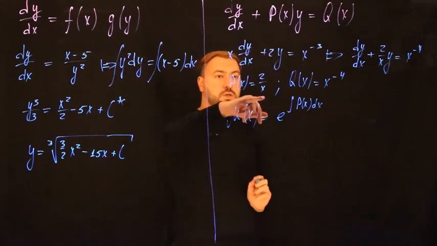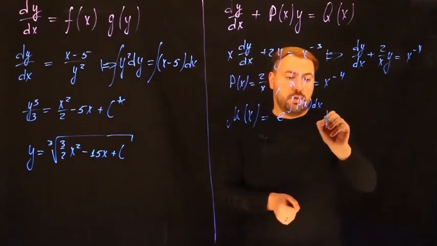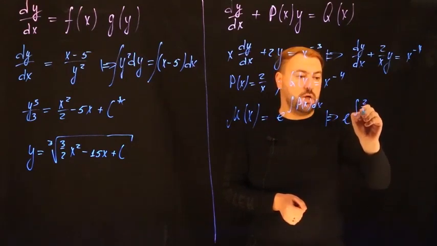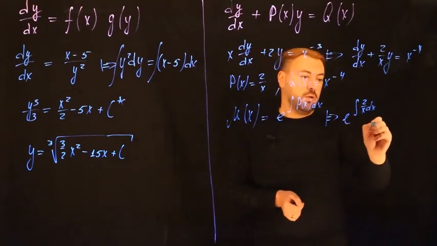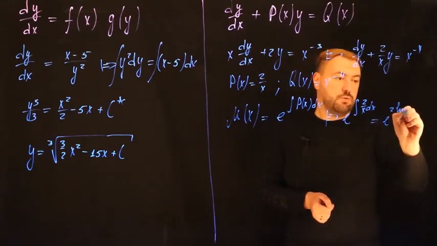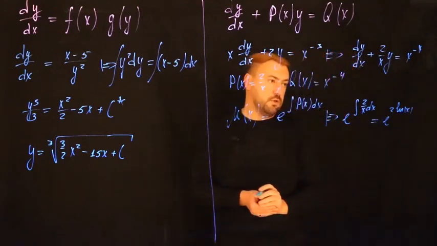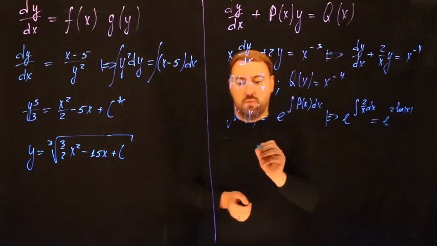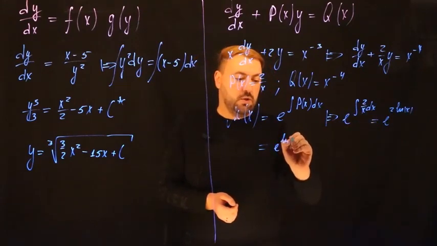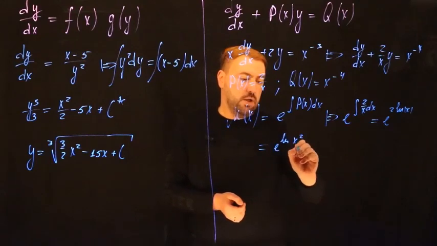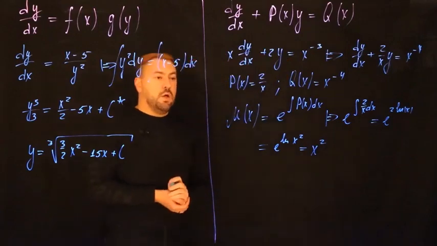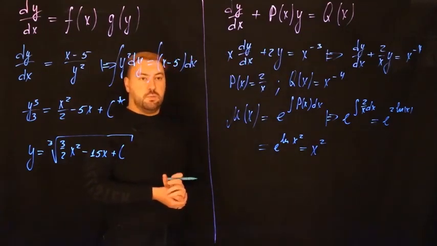In our case, p is 2 over x, which means that we have e to the power integral of 2 over x dx. Then it gives us e to the power 2 natural logarithm of x. We don't take into account the constant of integration. The 2 can be moved into the power of x, so we have e to the power ln of x squared, and e to the power ln gives us just the argument of our ln, which is x squared. So we obtained our integrating factor.